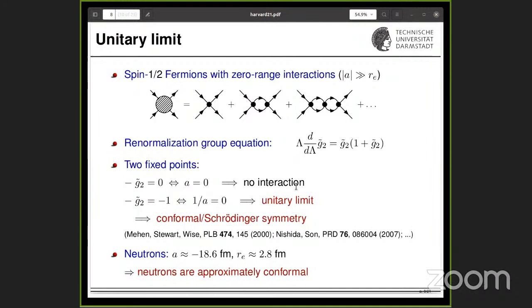And Liujun has a question. I just want to ask, this interacting fixed point is repulsive, right?